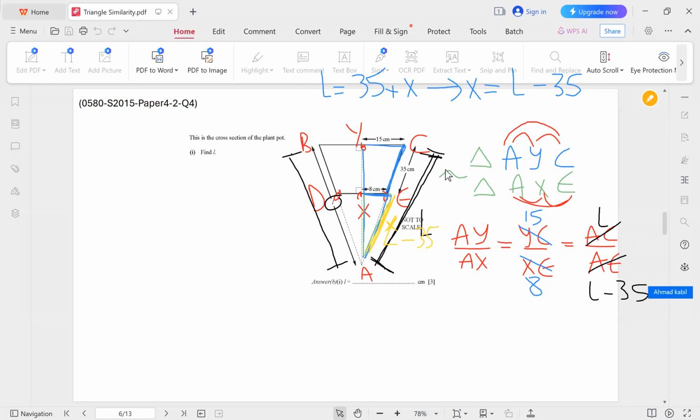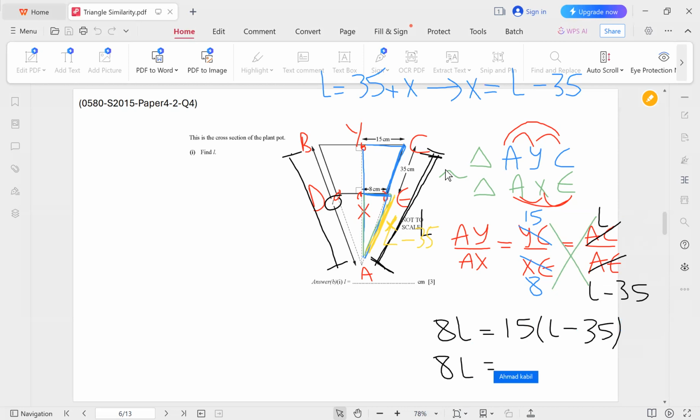And the target here is to find L. So again, we cross multiply. We get 8L equals 15 multiplied by L minus 35. We can expand and solve for L. So 8L equals 15L minus 15 times 35. You can use your calculator for that. I will use mine right now. So 15 multiplied by 35 is equal to 525.